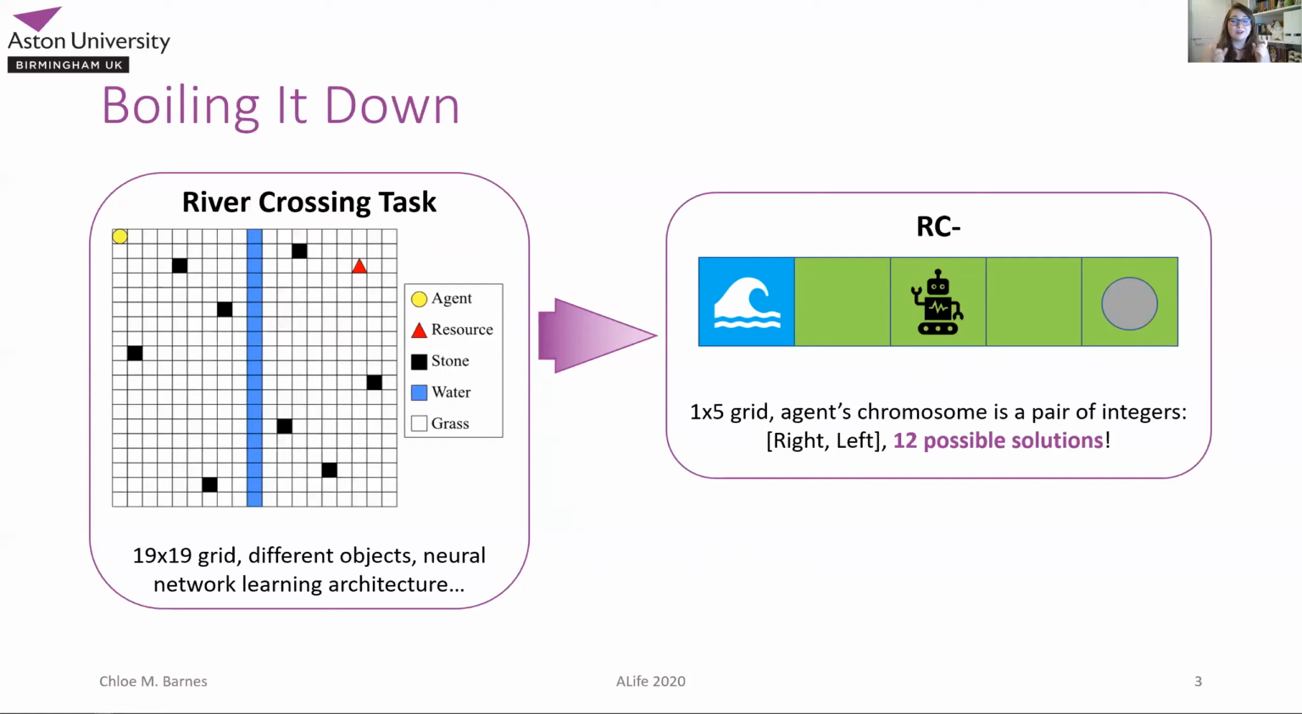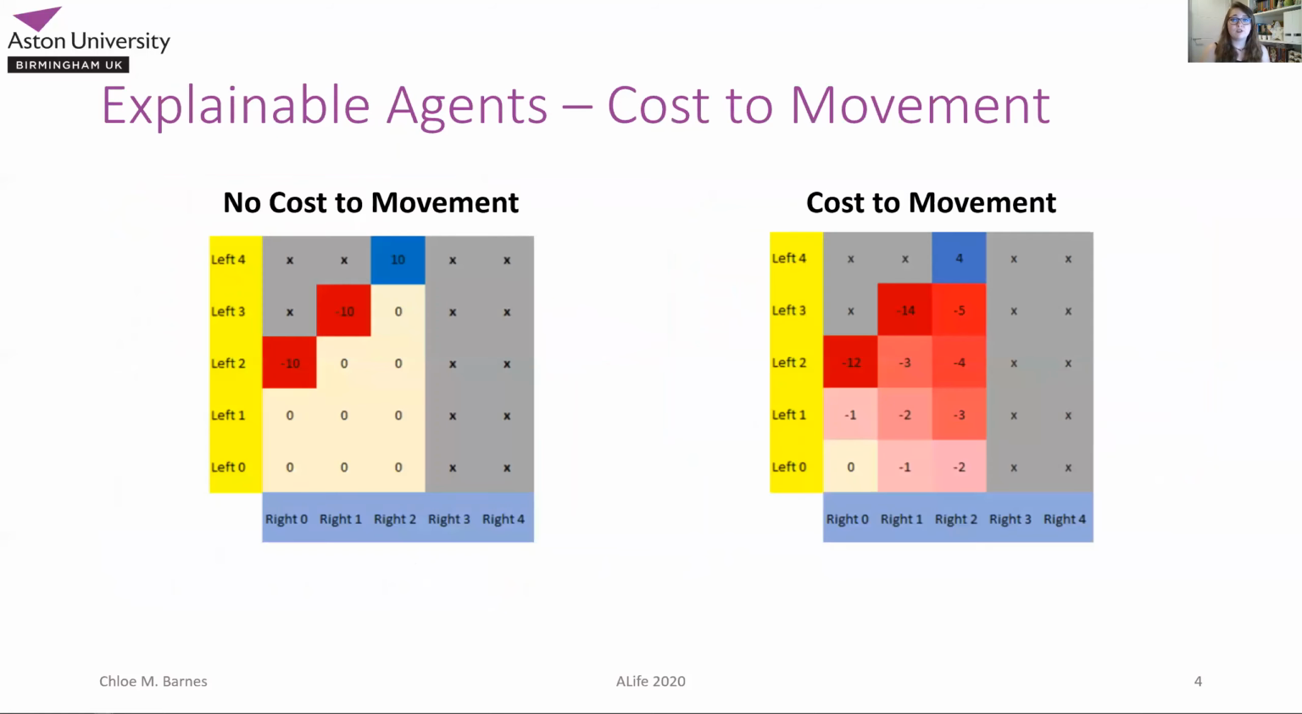And because our test bed is so small, we've limited the agent's movement into moving a number of moves right, and then moving a number of moves left. So the solution space is actually limited to 12 possible valid solutions. So a chromosome for the agent is how many moves it moves right, and then how many moves it moves left. So we can actually map this out completely into a fitness landscape.